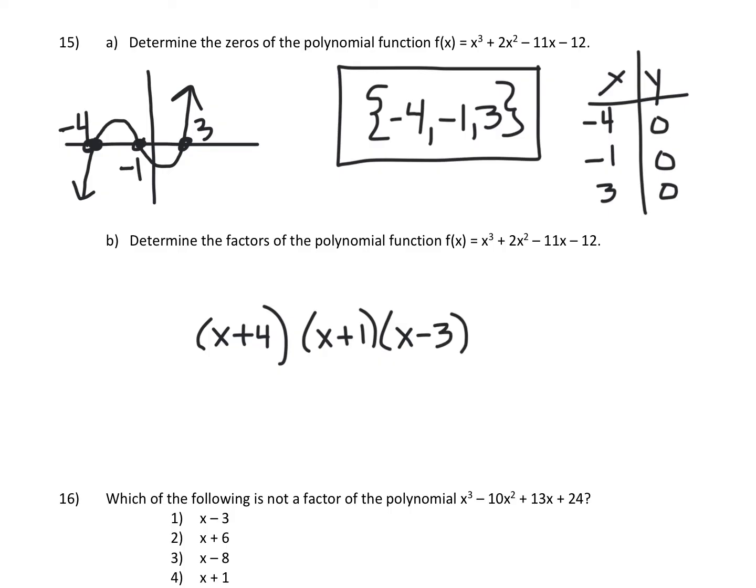Okay, so factors have the opposite signs of the zeros or the solutions. Again, the zeros, the roots, and the solutions are where the graph crosses or touches, basically intersects the x-axis, and then our factors have the opposite signs.